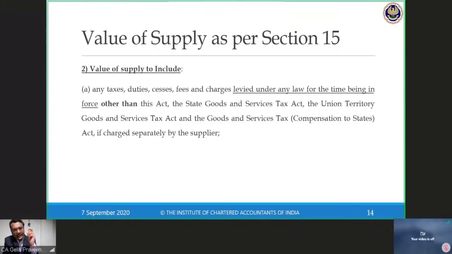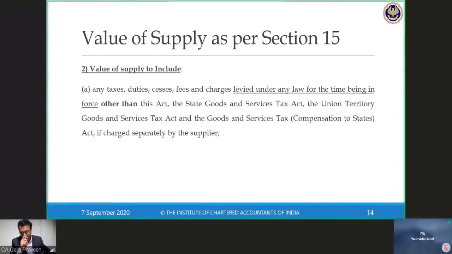What it says: any taxes, duties, cess, fee charged or levied under any other law. They're not referring to this law, GST law. So if there is a tax, duty, cess, fee or charge, I'll give a best example. Let me read further. Other than this Act, SGST, UTGST and compensation cess, if charged separately by the supplier. So they're saying that when you talk about your transaction value, please keep in mind any tax, duty, cess, fee, etc. charged under any other law, please include that for the purpose of transaction value. This is the guidance given under 15.2 subsection A.